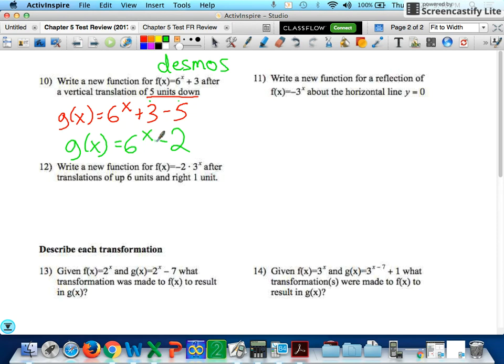We have our 6 raised to the x power minus 2. If we plug that into Desmos or into our calculator, we'll see that it takes this original f of x function and moves it down 5 units, because we did minus 5 out back.